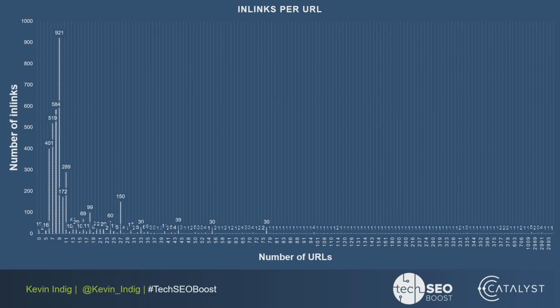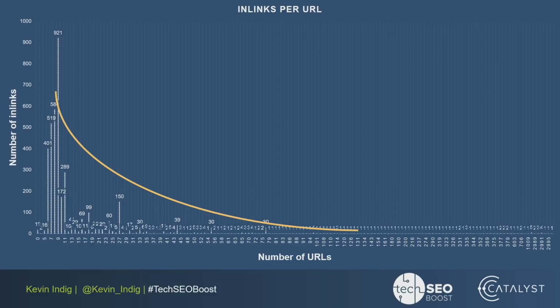And then I pulled the distribution of internal links per URL. So what you see here is that a few URLs get by far the highest amount of internal links, which is the power curve that I mentioned before.